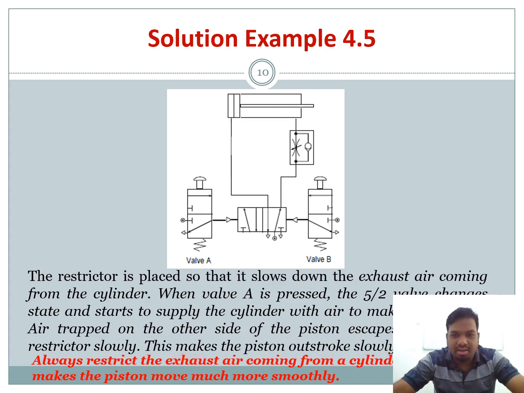What does outstroke mean? We have here outstroke. Outstroke means extend. Instroke means retract. That's another word that can be used in your exam. Here, always restrict the exhaust air coming from the cylinder, as this makes the piston move much more smoothly. Normally in industry you will have a restrictor, so when you have a restrictor, your cylinder movement will be smooth.